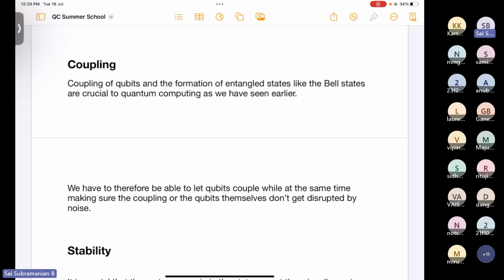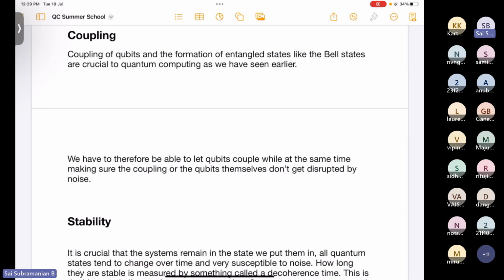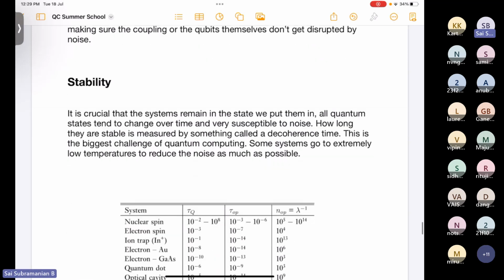Imagine you have one qubit, you can isolate it completely and control it. So that is cool. But if you have two qubits, you need to let them interact with each other. At the same time, you cannot have the environment coming in between and causing noise. So that is a bit tricky. But our system needs to allow coupling because without that, we cannot do most of the operations in quantum computing. So the third point required is stability.